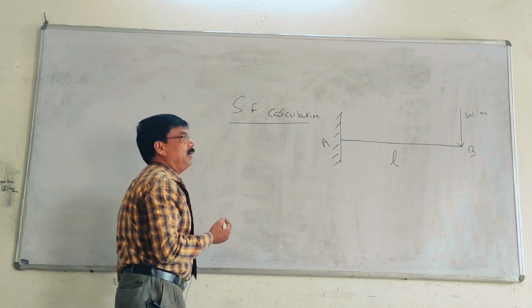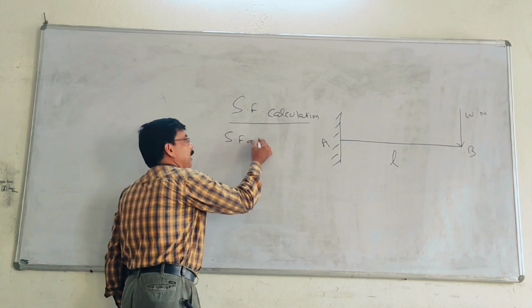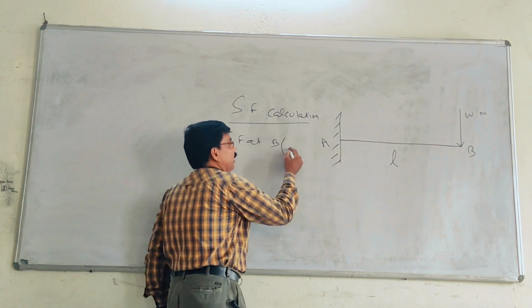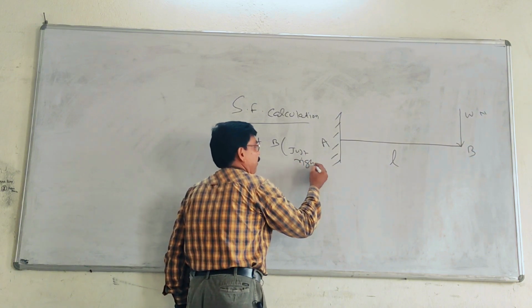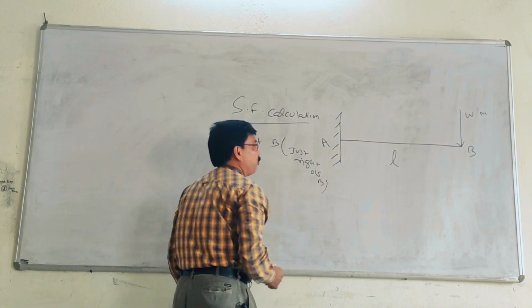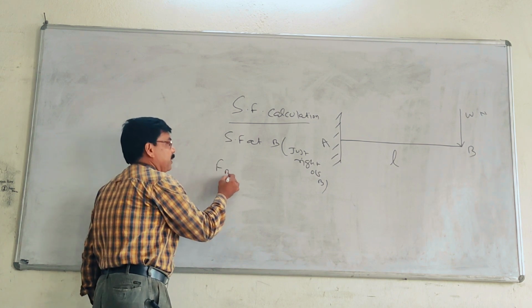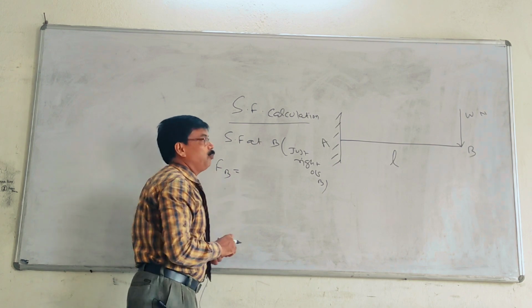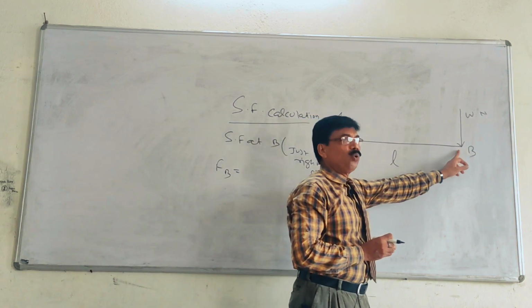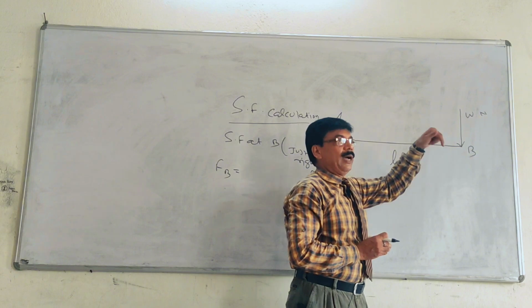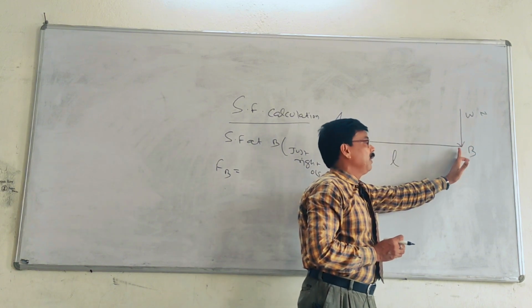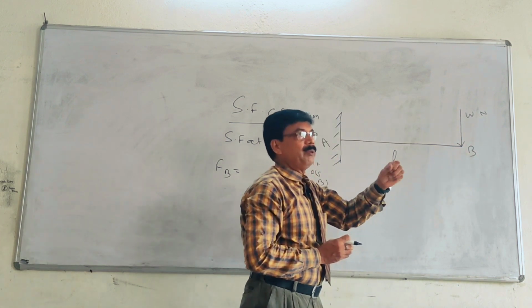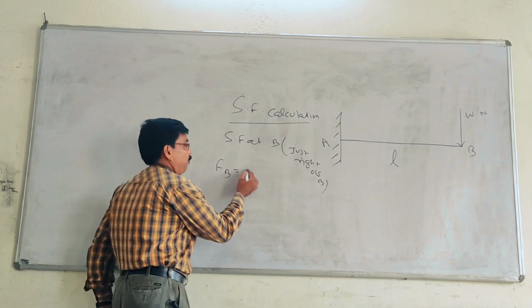When we calculate shear force, at first we will calculate the shear force at B, just right of B. Shear force at B, right of B, is represented by FB. Right of B means there is no beam and no load. The point load W Newton has no effect to the right of B, so the shear force value will be 0.